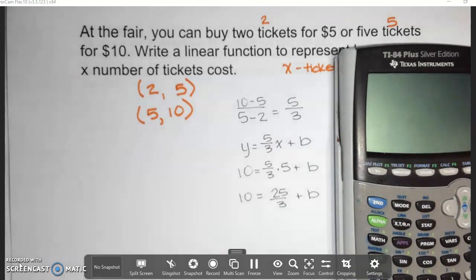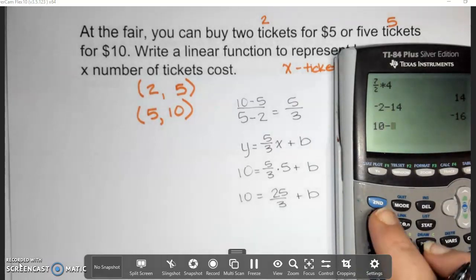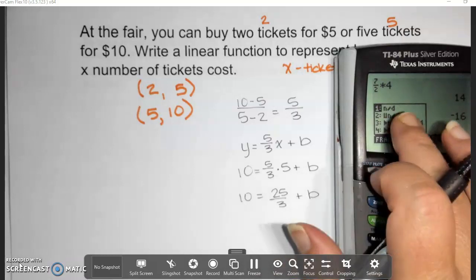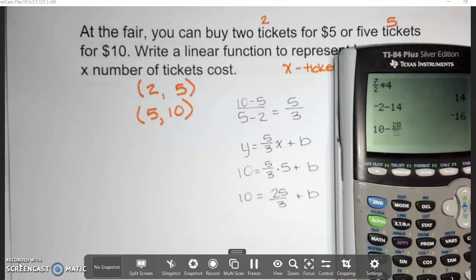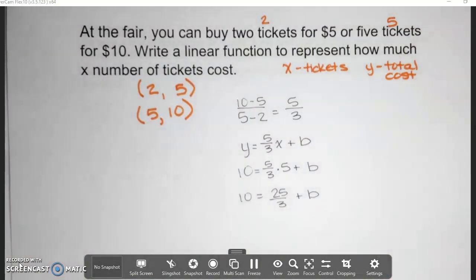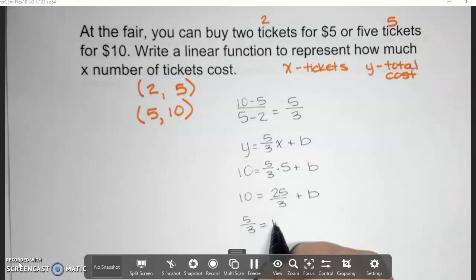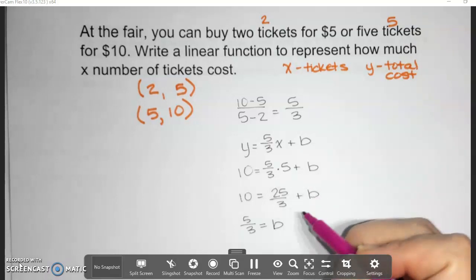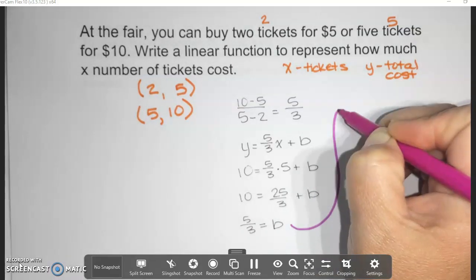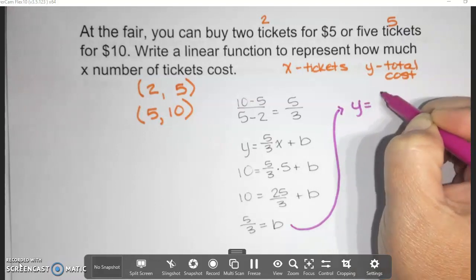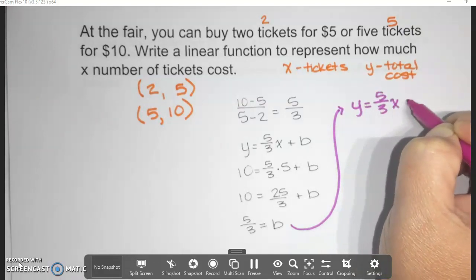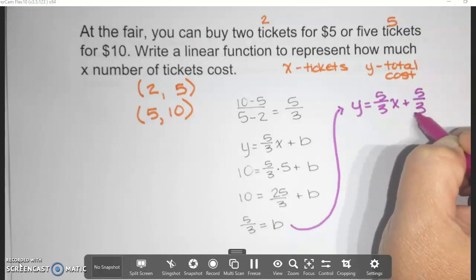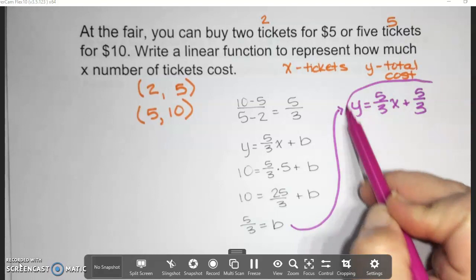Again, how do we use fractions in our calculator? 10 minus alpha y equals, that numerator denominator for number 1, 25 over 3, 5/3. So if I want to write a linear function to represent the number of tickets cost, I put in my slope and my b. So there's my answer.